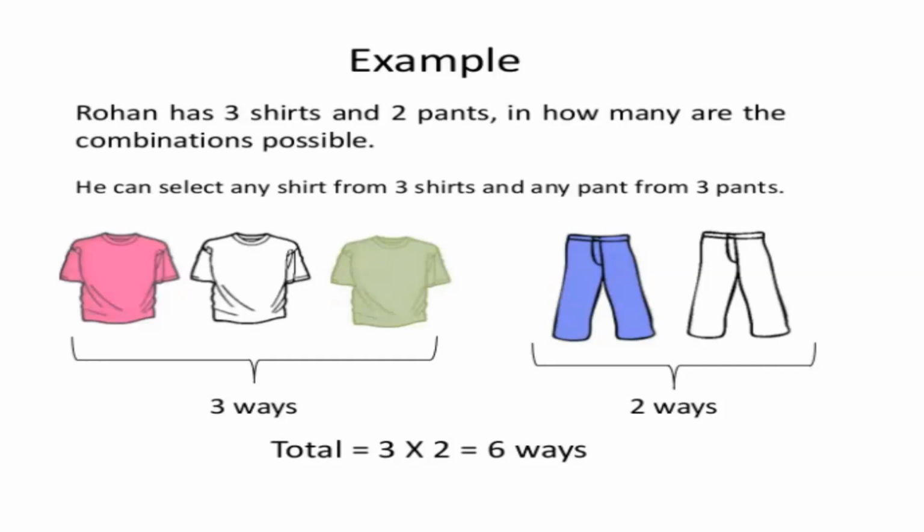And you can see that, right? You can wear the pink shirt with the blue pants. You can wear the pink shirt with the white pants. You can wear the white shirt with the blue pants. You can wear the white shirt with the white pants. And then you can wear the green shirt with the blue pants, and the green shirt with the white pants. So you see how many outfits?